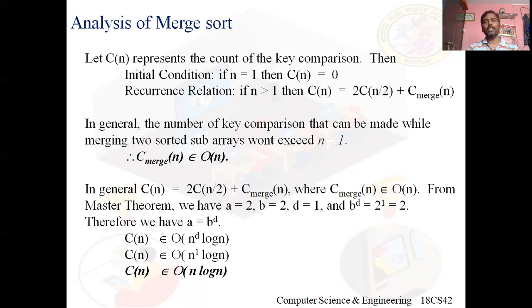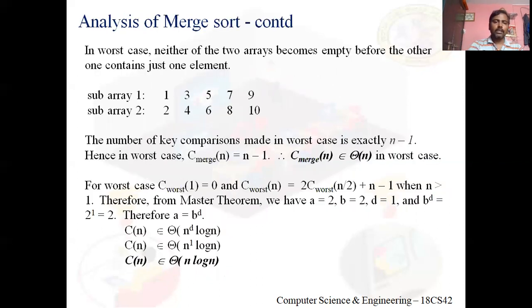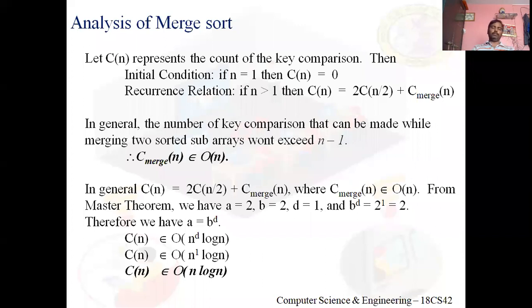Big O of n means what? Linear. Got it? So now take advantage of Master's theorem. Now we know what A is, 2. What is B, 2. Got it? So what is D? Because C merge of n is linear, big O of n, D is 1. So what is the relation between A and B power D? A and B power D are the same. So as I have shown in Master's theorem, the second case, A equals B power D, I need to consider, C of n is big O of n log n.